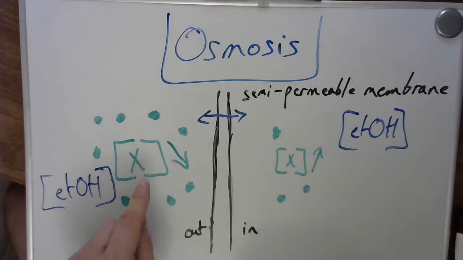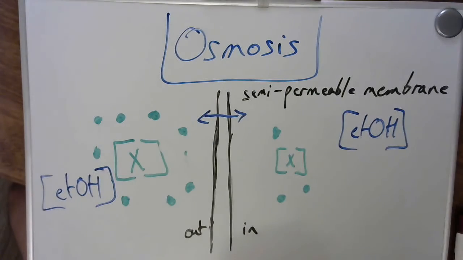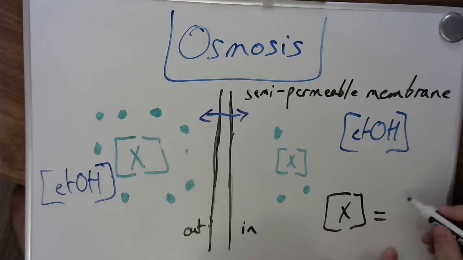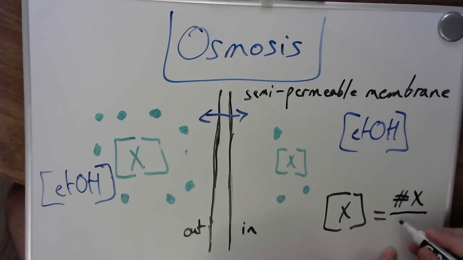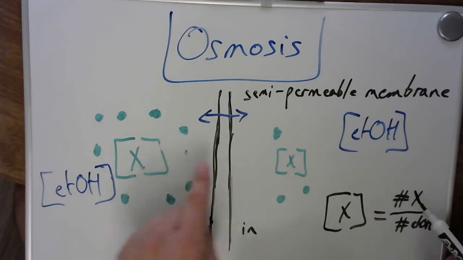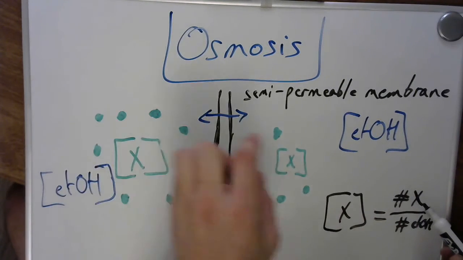Well, think about what the concentration of X is. The concentration of X is equal to the number of X molecules on either side divided by the solvent, the number of ETOH. This is literally how you get the concentration, how much X you have compared to how much solvent you have. So to change the concentration, if you were able to go across the membrane, which in this case you are not, you would change the big X here, because you would literally take molecules from the outside to the inside.